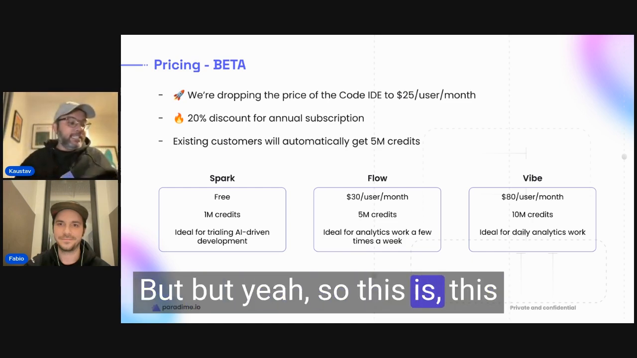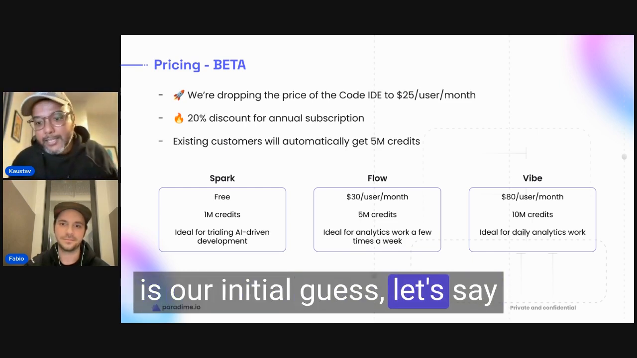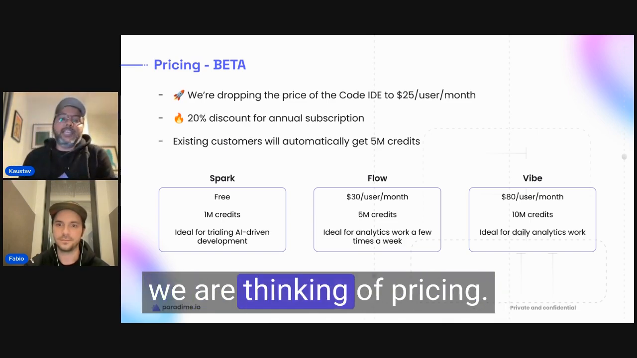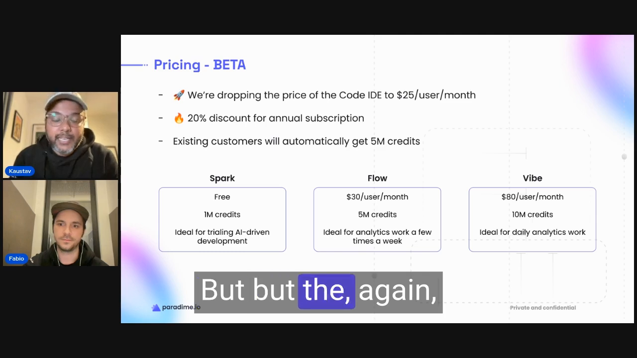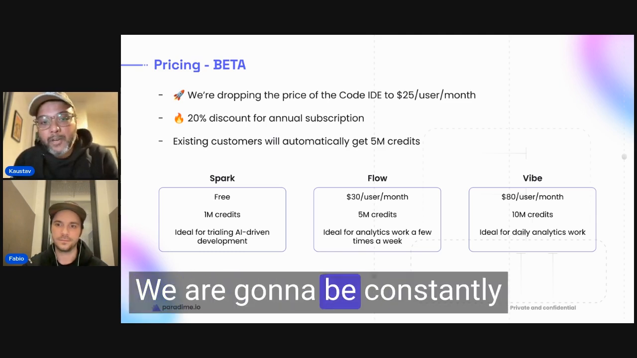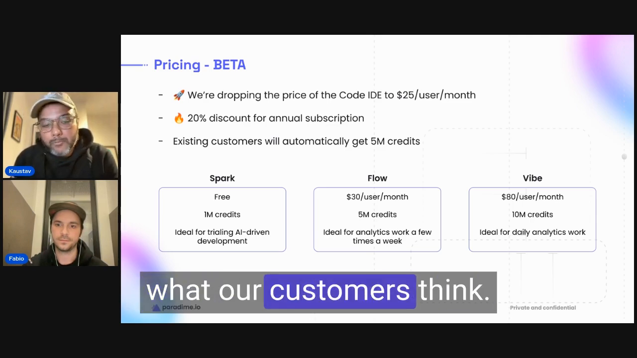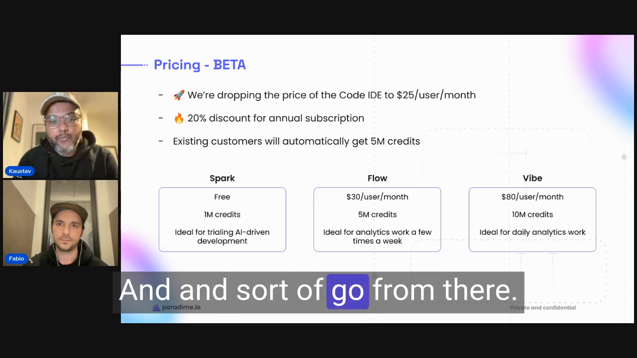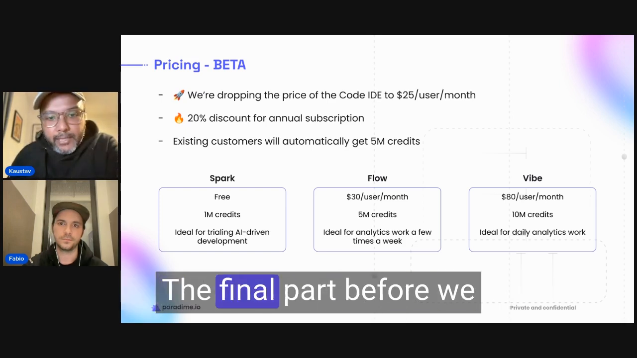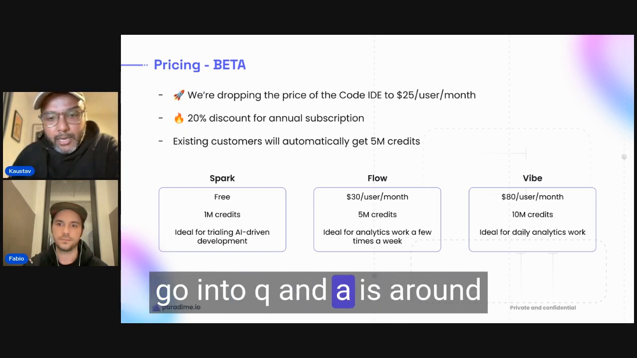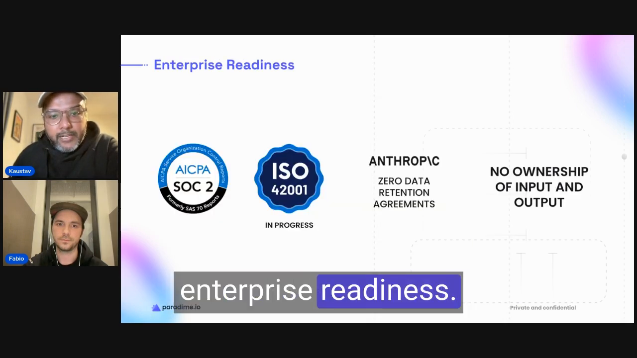This is our initial guess of how we are thinking of pricing. But again, this is beta pricing. We're going to be constantly iterating on that based on user feedback, based on what our customers think, and go from there. The final part before we go into Q&A is around enterprise readiness.